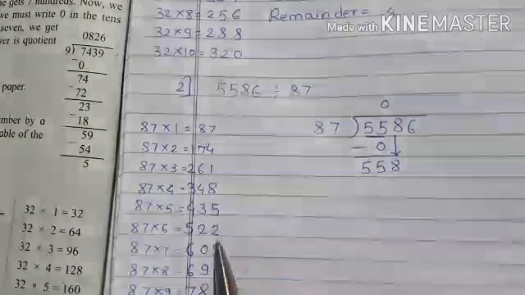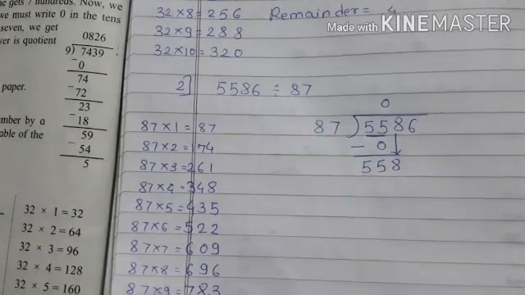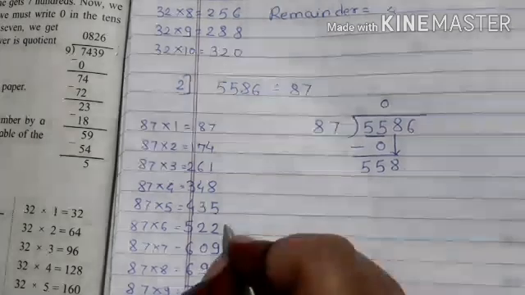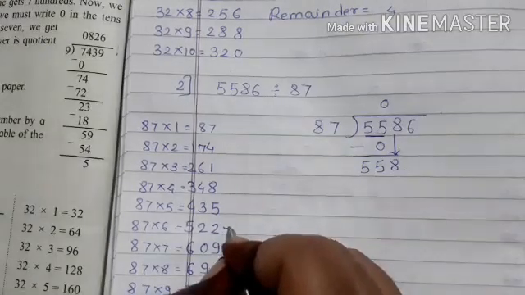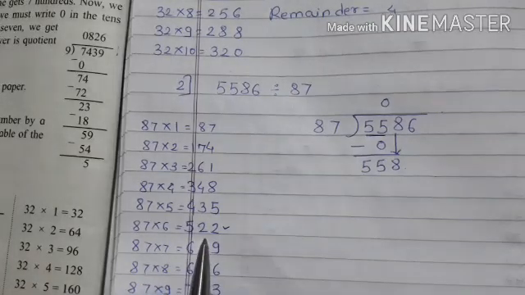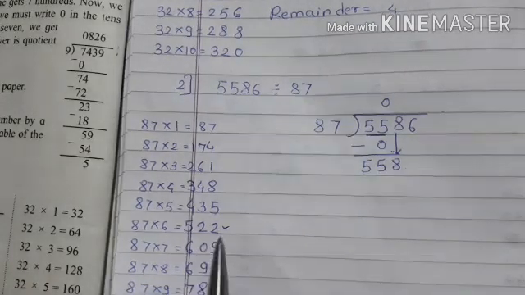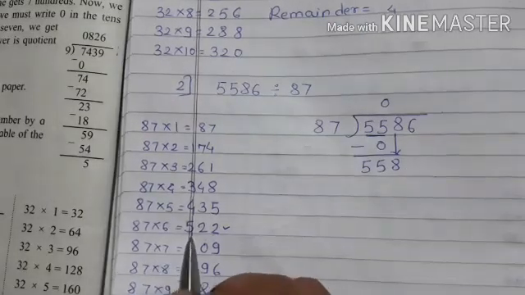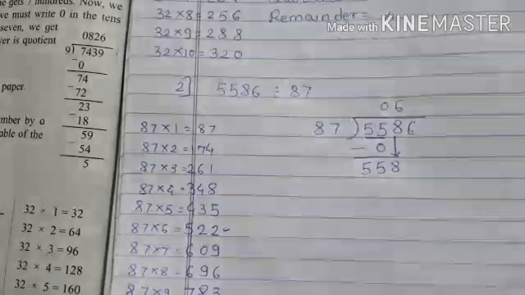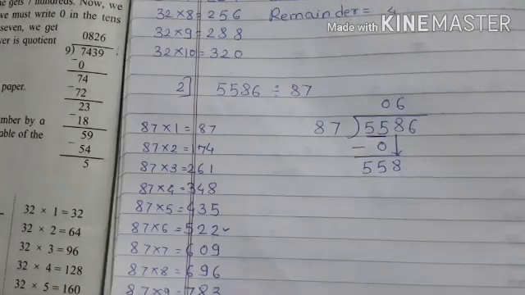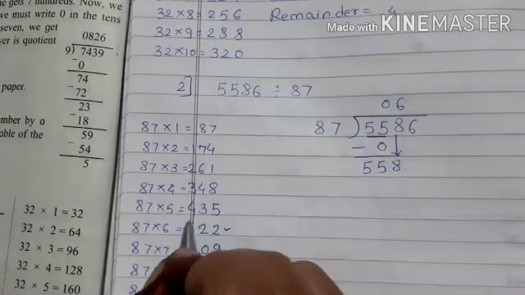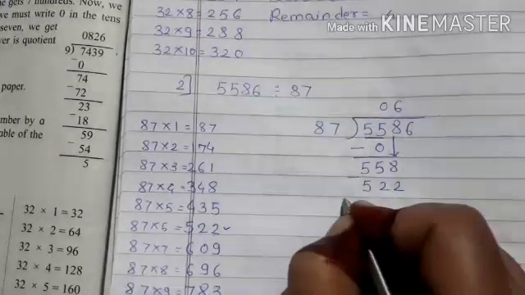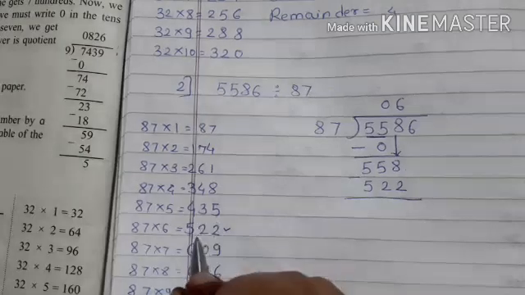Now check that. Is 558 there in that 87 table? No. But is a number less than 558 there? Yes. Here the number less than 558 is 522. On which place is 522? Sixth place. So now we have to divide by 6. 87 6s are 522.